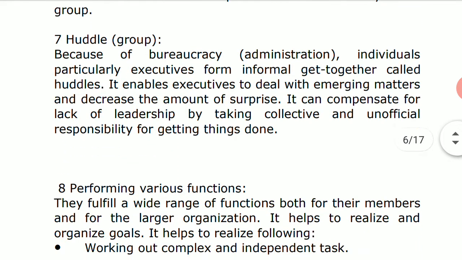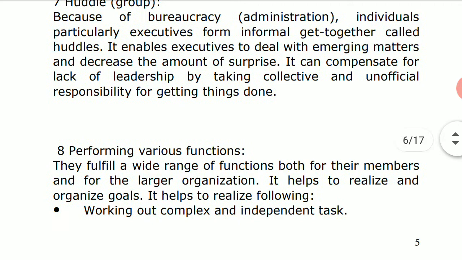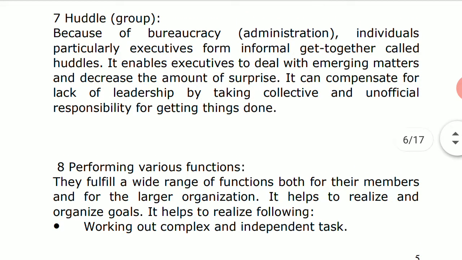Huddle means group. Because of the administration, individuals, particularly executives, form a kind of informal get-together called huddles. It enables executives to deal with the emerging matters and decreases the amount of surprises. It can compensate for the lack of leadership by taking collective and unofficial responsibility for getting the things done. That means the seventh importance is the group can be created, which is known as informal group. When created by the executives, it is known as huddles, right?